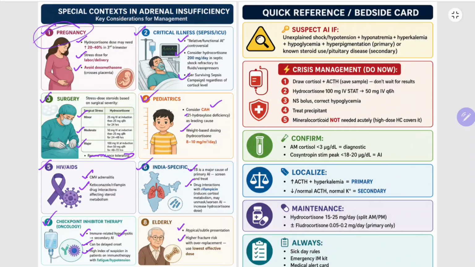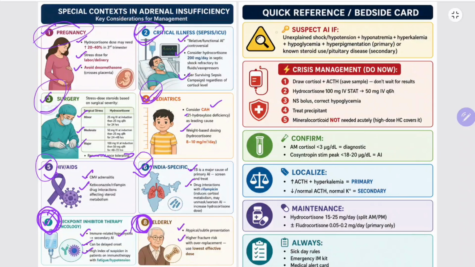So pregnancy requires an increase in the dosage up to 40% and a stress dose at labor or delivery. Avoid dexamethasone in pregnancy because it crosses the placenta. In critical illness, for shock which is not responsive, you can consider giving hydrocortisone. Surgery, again, stress dose should be given. Pediatrics, consider congenital adrenal hyperplasia. HIV/AIDS and India, tuberculosis should be considered in developing countries. Cytomegalovirus adrenalitis, and ketoconazole and rifampicin drug interactions should be considered. Checkpoint inhibitor therapy can cause inflammation of the pituitary and lead to secondary AI. Elderly patients have atypical presentation.